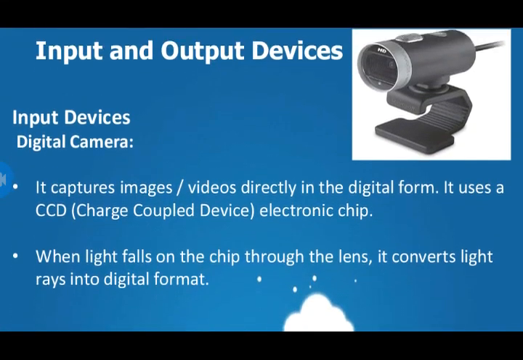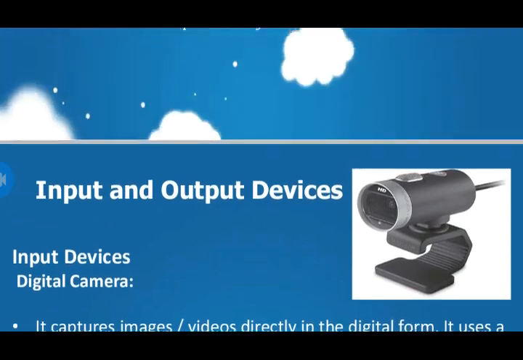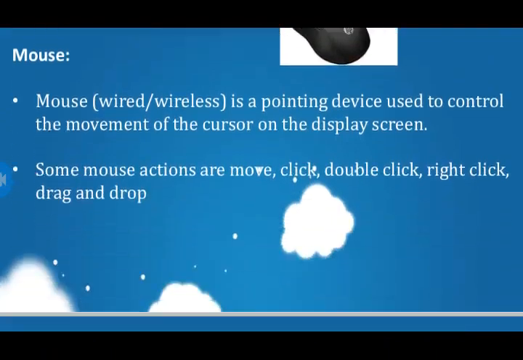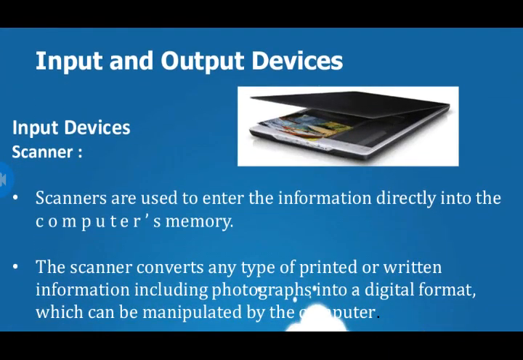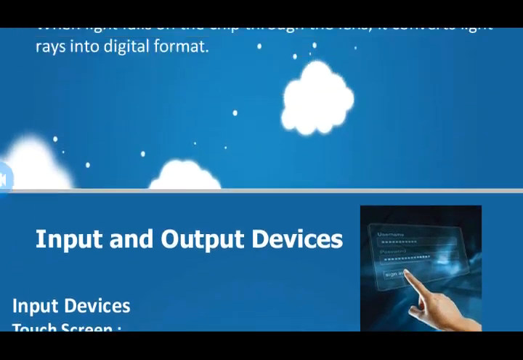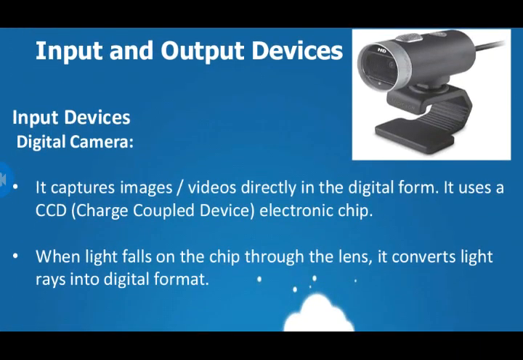Next, input devices. So far, how many input devices have we seen? Keyboard, mouse, then scanner. What are the input devices we learned till now? Keyboard, mouse, scanner. So one more input device we'll go for. It's nothing but the digital camera. A digital camera is very, very important.